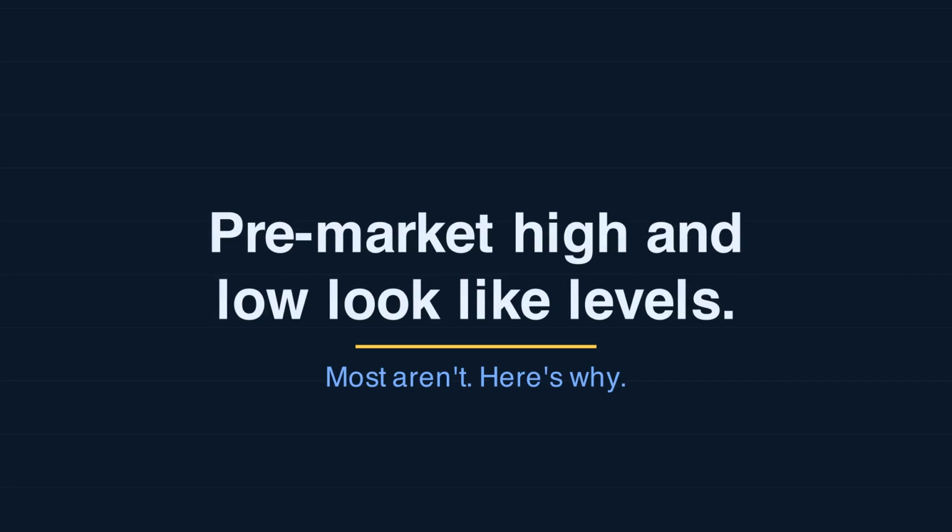Pre-market sessions run on very thin volume, usually less than 5% of regular hours flow. Wicks in those low volume sessions are often single algorithmic prints, not real participation. When regular hours open and real volume arrives, those levels get ignored or sliced through immediately. Today: why most pre-market levels are fake, the volume threshold that separates real participation from noise, and how to use pre-market context without trading off the wicks.